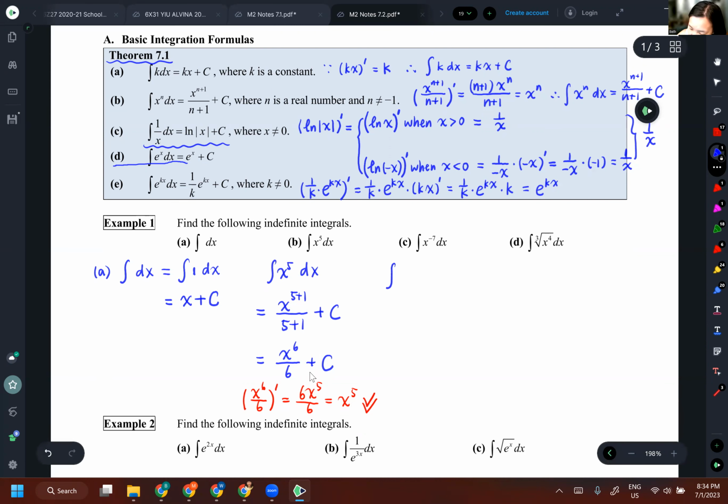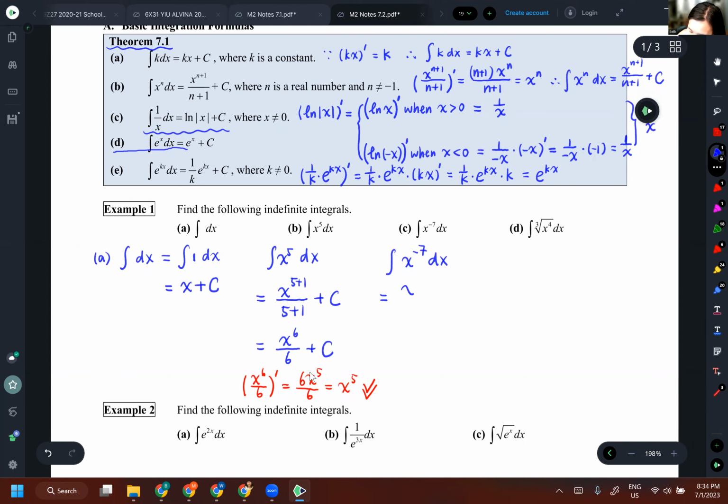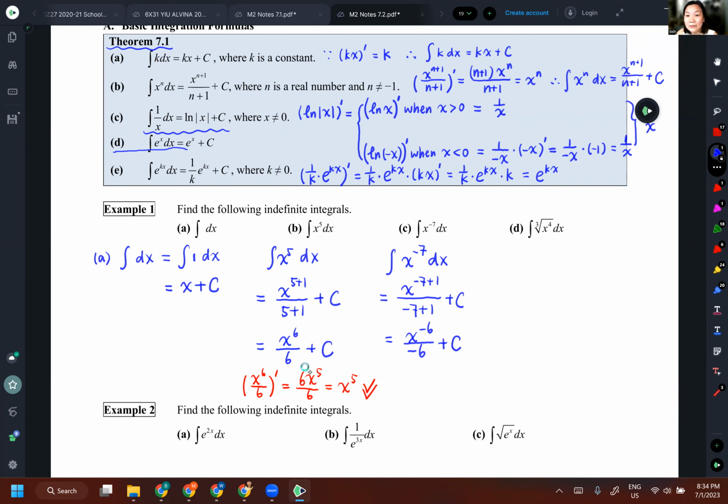The next one, you're doing x to the power -7 dx. That's also formula B, but this time n equals -7. Like I said, you can leave your answer in negative index. You don't have to change it to a fraction. In the compulsory part, you will have to, but in M2, you don't have to. You can leave your answer like that.